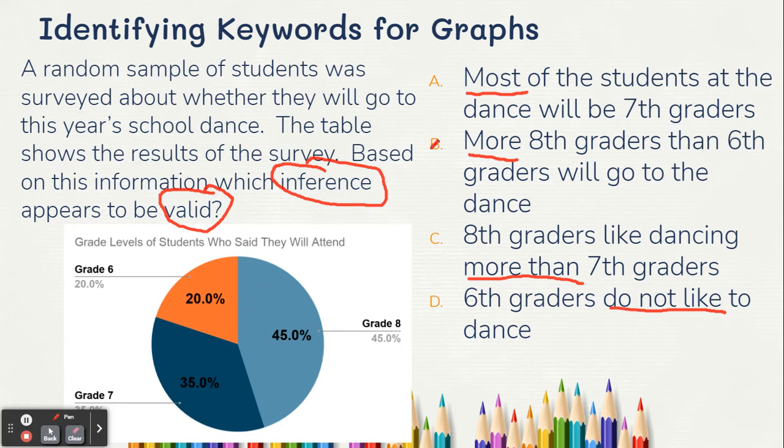Okay, so I have several keywords here. I have a keyword in each of my answer choices, which you should. You should always have a keyword in each of your answer choices to tell you what that answer choice is looking for. And I have at least one keyword in my question. I know I'm making an inference, which is my best guess, and I need it to be valid, which means it's going to be true.